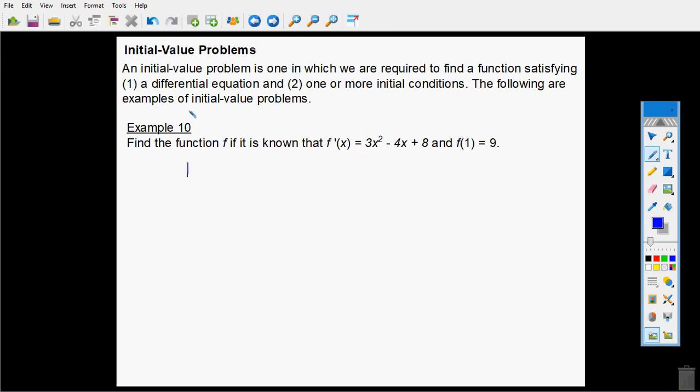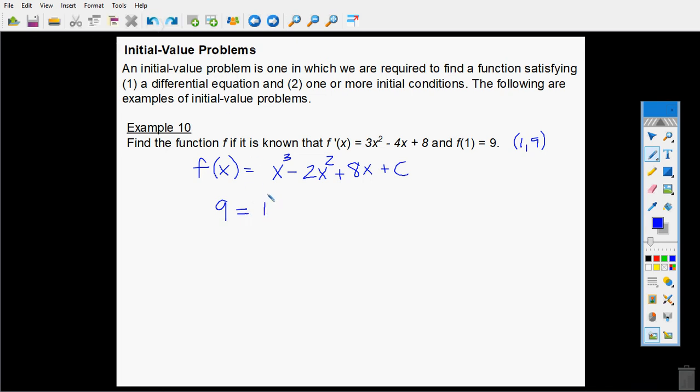So I know that if f prime of x is 3x squared minus 4x plus 8, then f of x must have been x cubed minus 2x squared, because the derivative of 2x squared is 4x, plus 8x, plus some constant I don't know. But I know that this original function, see there's no prime here, that f of 1 is 9. That means it goes through the point (1, 9). So out comes 9.